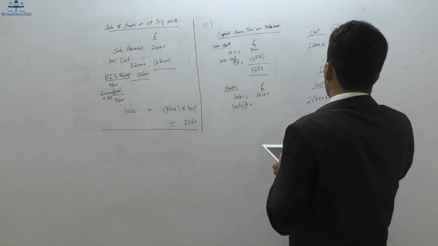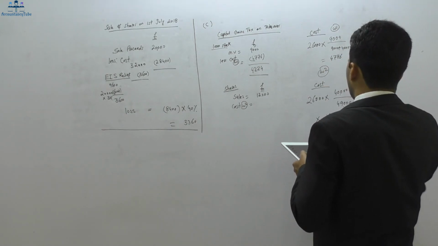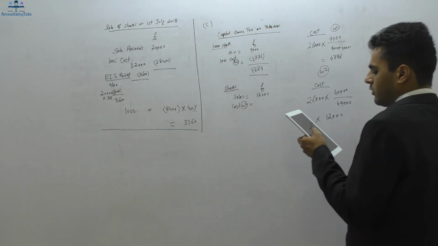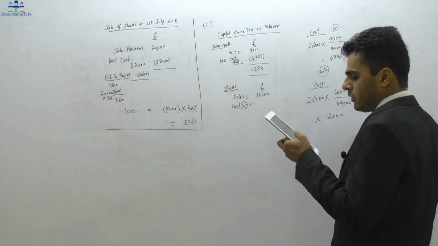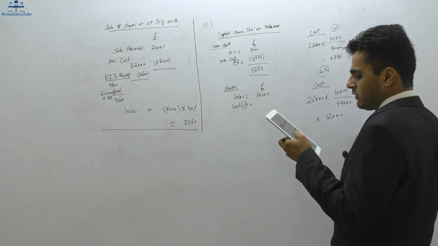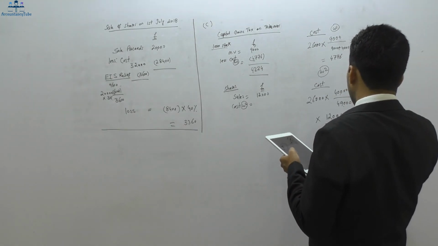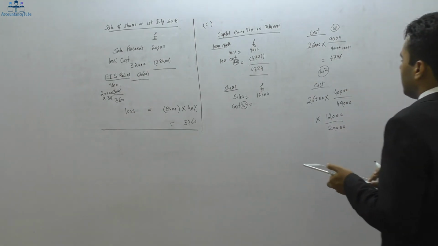All right. Now again, whatever this figure is, we will have to multiply it by 12,000. Now this is the number of shares which he is selling in the question, 12,000. The total number of shares which he got was how many? 20,000 ordinary shares. So over 20,000. Right. So that would be our cost.